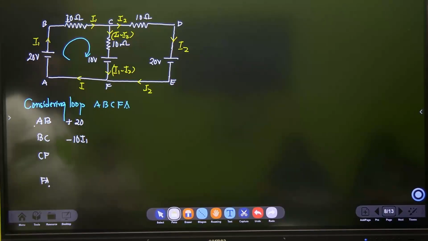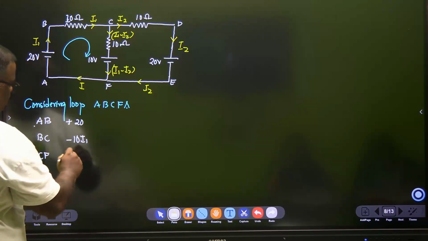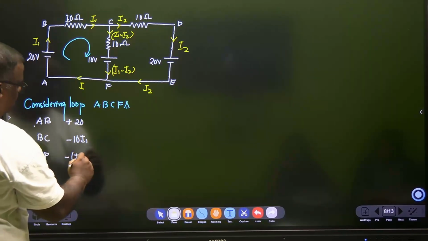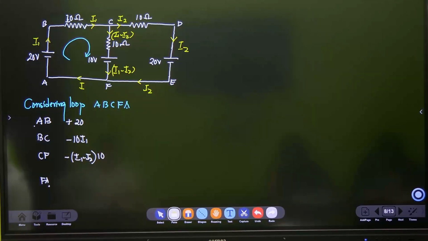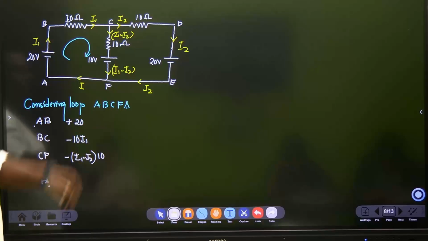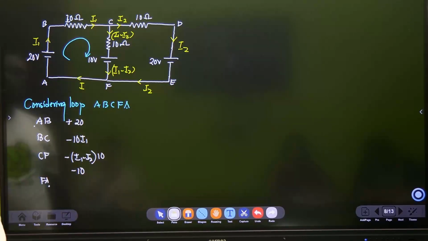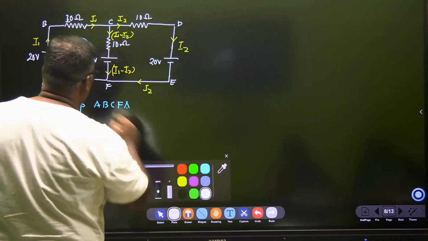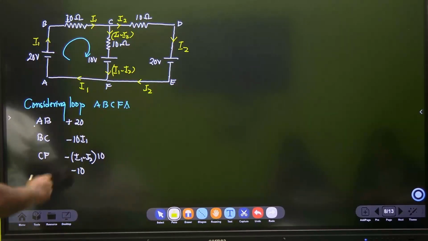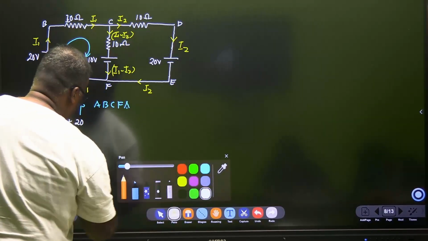Agreed? Then what is happening at CF? At CF, I have a negative I1 minus I2, which is the current, times 10. Clear? Negative. Then I have a negative 10 volts also. And here I have only I1. Here it is only I1. So no drop on AF. FA is 0.